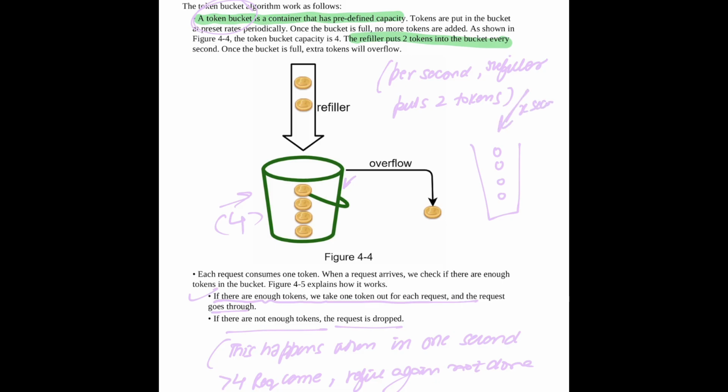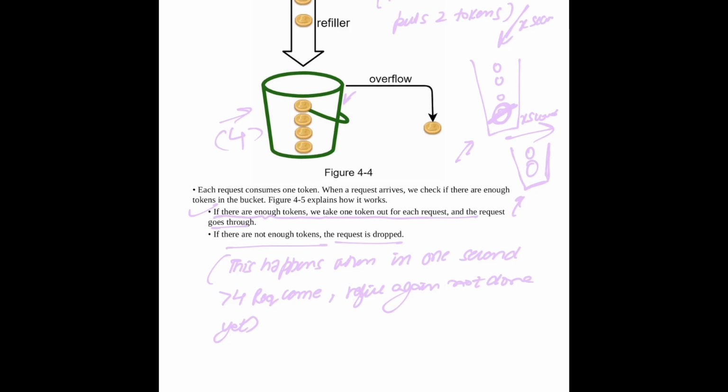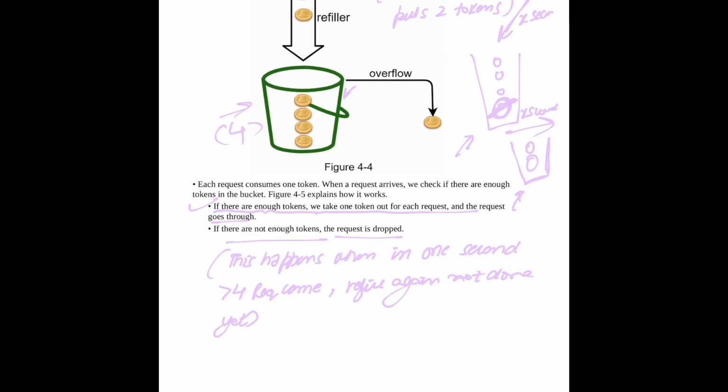Now since this happens after some X seconds, as in the refiller refills it, when a request comes, if it sees that there are enough tokens, as in there's a token in the bucket, the request goes through. It gets reduced by 1. But when a request comes and there's no token in the bucket, this request doesn't go through. But after some X seconds, this will get refilled. So at that time, this request will go through. So that's what they write here exactly. If there are enough tokens, we take 1 token for each request and the request goes through. If there are not enough tokens, the request is dropped.